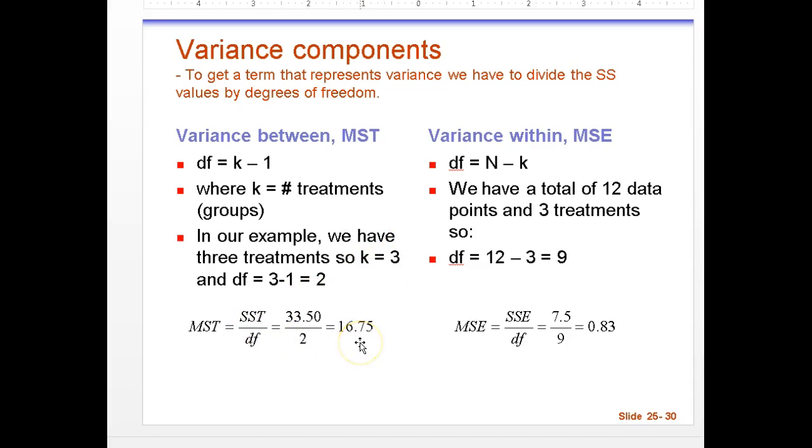And the number 16.75 represents a variance term. This is the variability between my groups. Then I take my sum of squares for random error. I divide by degrees of freedom, defined as the total number of data points minus the number of groups. Essentially you lose a degree of freedom for every group you're looking at. We had 12 data points, 3 groups, so this gets divided by 9. And this number tells me how much variability I have within my groups. Then these two numbers get compared to each other.